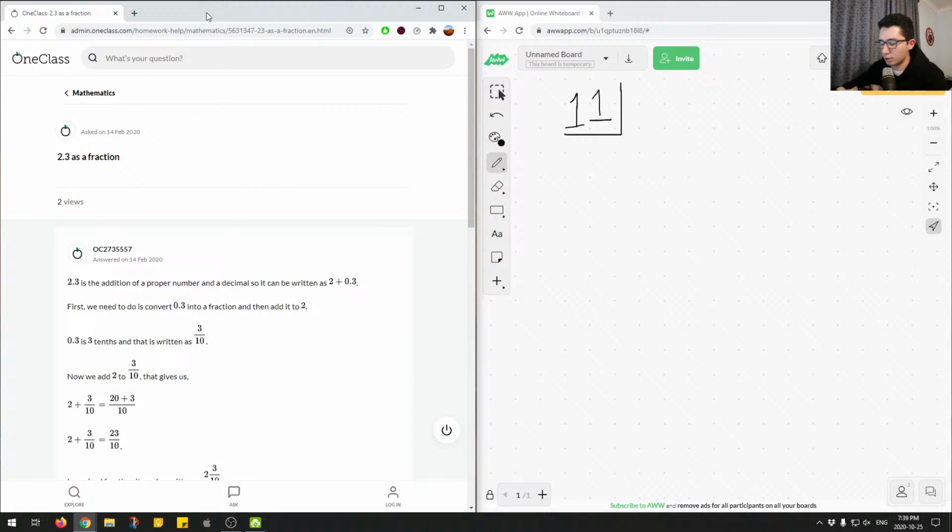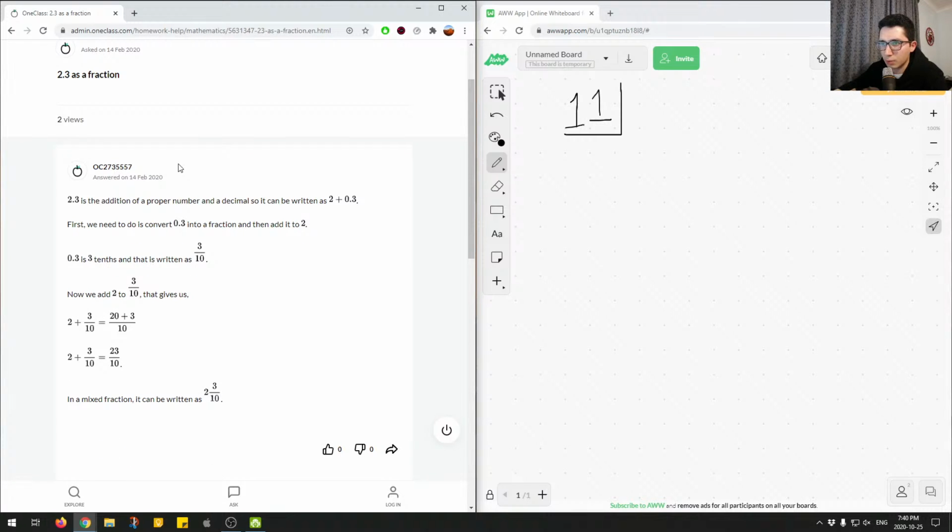Alright, so in this question, we're asked to convert 2.3 into a fraction. Let's look at what the junior tutor said. Here they split it up into 2 numbers, 2 plus 0.3, and we're trying to convert 0.3 to a fraction. So 0.3 is 3/10, 3 over 10, and we end up with 2 and 3/10.